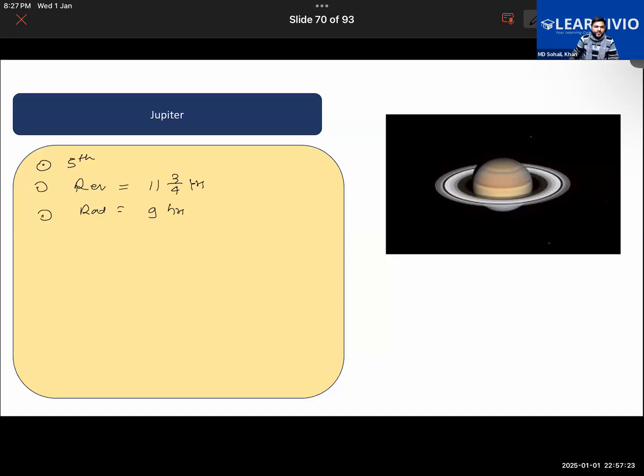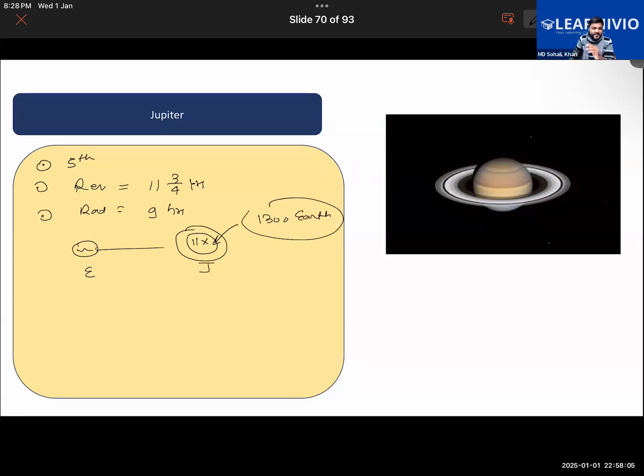It's the fifth planet, right? And it is almost twice as large as the rest of the planets all put together. Keep this in mind: if you were to put all the planets together, Jupiter would still be twice all of them. Plus, the mass of Jupiter is more than the combined mass of all the other planets. The diameter of Jupiter is about 11 times that of the Earth, and it is said that about 1300 Earths can be put inside Jupiter.